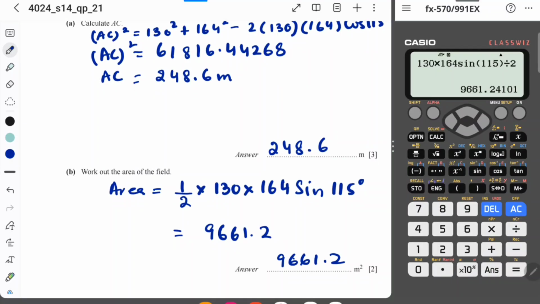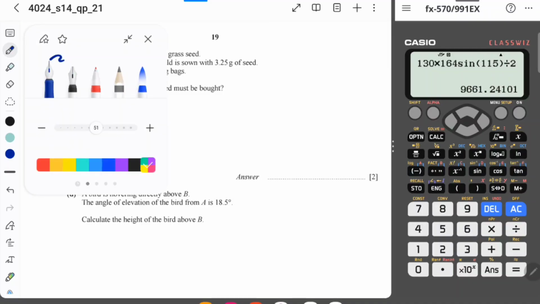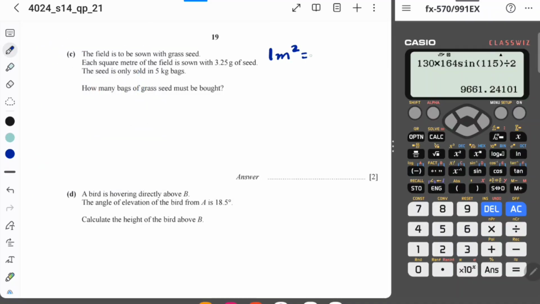Alright, the next part of the same question, part C: the field is to be sown with grass seed. Each square meter of the field is sown with 3.25 grams, as given. So 1 meter square is equal to 3.25 grams. We know the area. The seed is only sold in 5 kg bags. How many bags? First we'll find how many grams or kgs there will be, then we'll be able to find the number of bags.